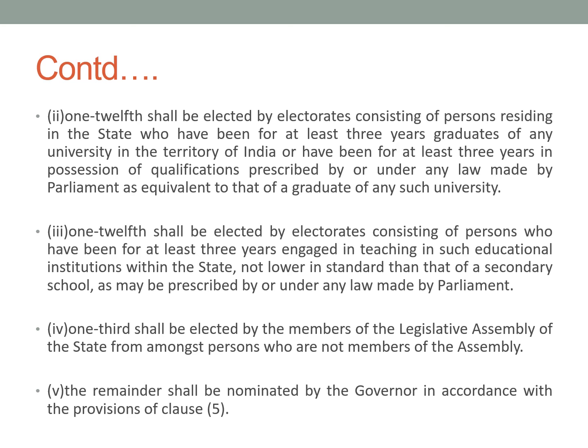And clause 3(4) states that 1/3 shall be elected by the members of the Legislative Assembly of the state from the persons who are not the members of the Assembly. Clause 3(5) states that the remaining members shall be nominated by the governor in accordance with the provisions of clause 5.